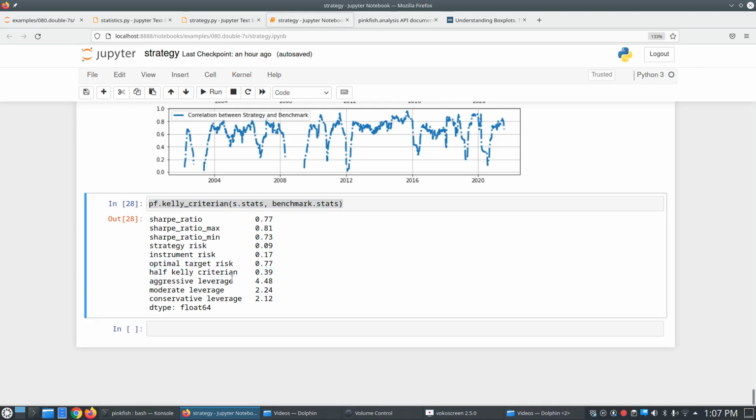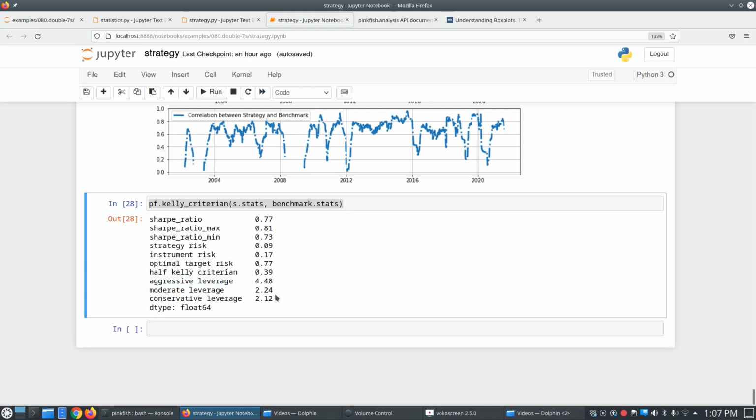Then using that information, we can calculate this aggressive leverage, I'm calling it. That's going to give you your maximum profit. So if you use a leverage of 4.48, you would get maximum profit. Now, no professional, I don't believe, would recommend using this. They usually use what's called half Kelly, and that's what this moderate leverage is. So that's half Kelly. You can just see it's 4.48 divided by 2.